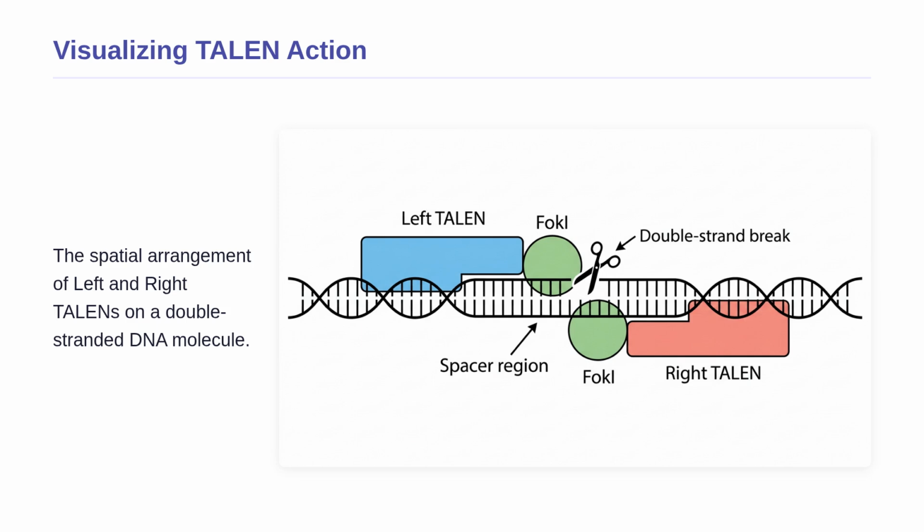Attached to the inner ends of both TALENs are the circular FokI domains. You can clearly see how they reach across the spacer region to meet in the middle, forming a dimer. Right at that junction, the double-strand break occurs, executing the precise genetic edit.